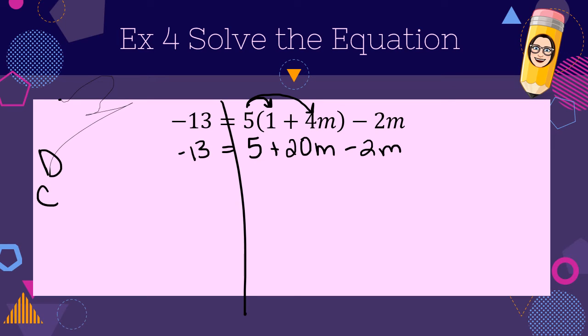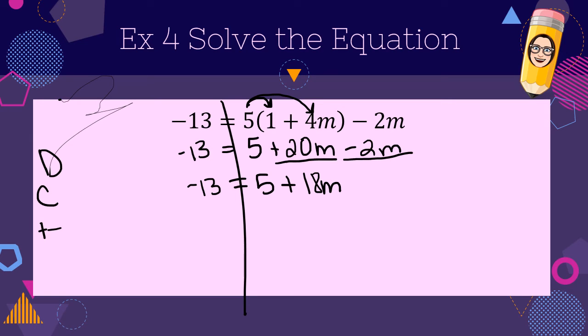Next step is combine. I see I have 20 markers, subtract 2 markers. So I get 18 markers. Remember, I like to say words with my letters. It just helps. And it was a positive 18. See how I need a symbol there?